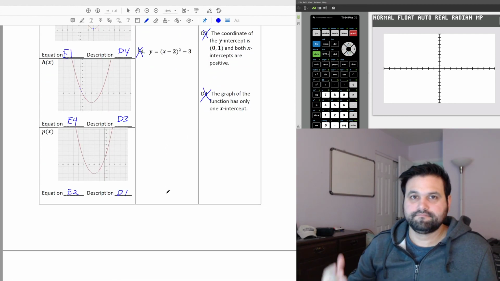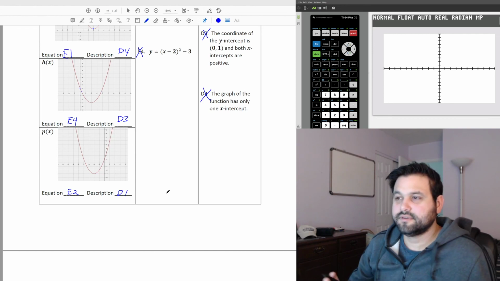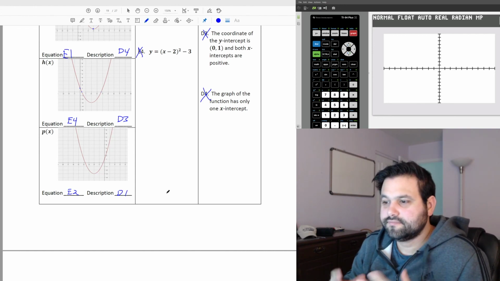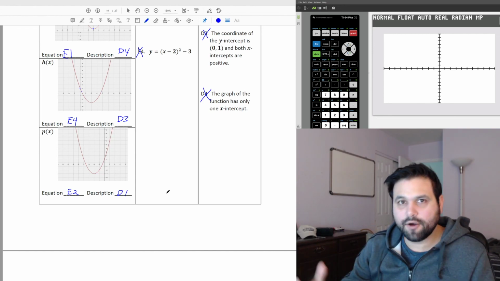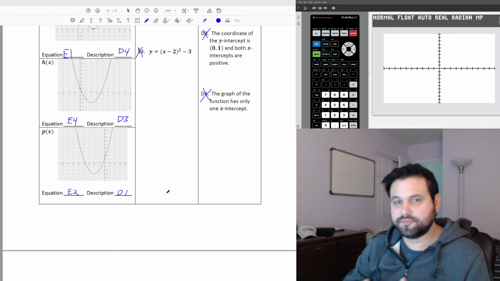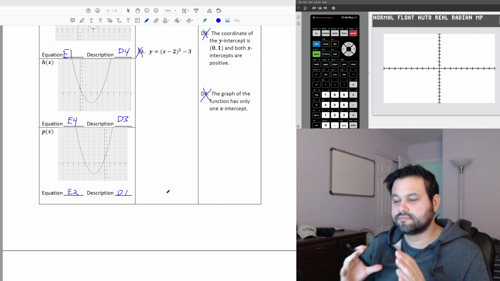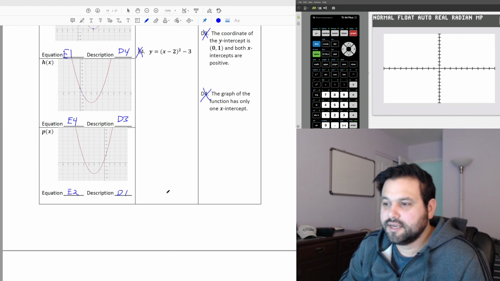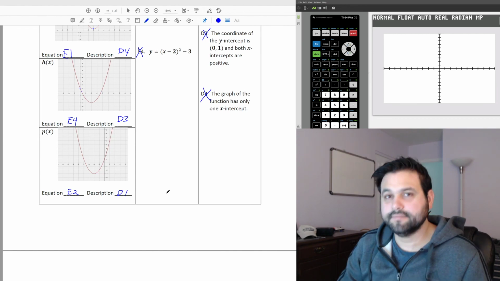So there's transformations again, but hopefully now, after a lot more work in algebra, the transformations are making a little bit more sense.